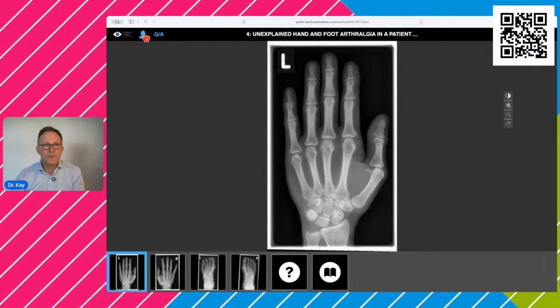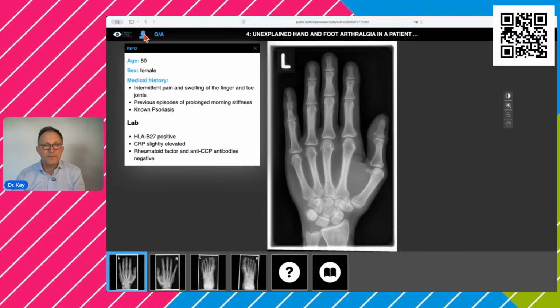So case number 4 is a 50-year-old woman with unexplained hand and foot arthralgia. She had intermittent pain and swelling in the fingers and toes, and also previous episodes of morning stiffness, and also has psoriasis. B27 is positive, CRP is even elevated, and rheumatoid factor and anti-CCP antibodies are negative. All right, so we know this.